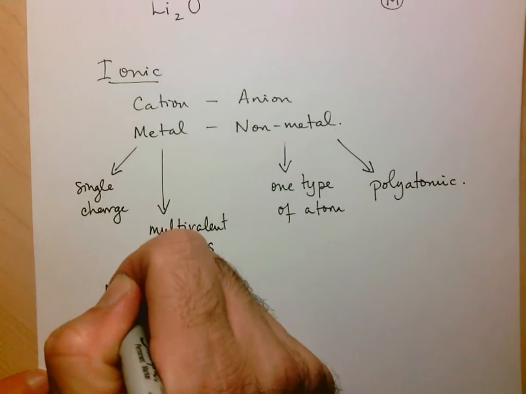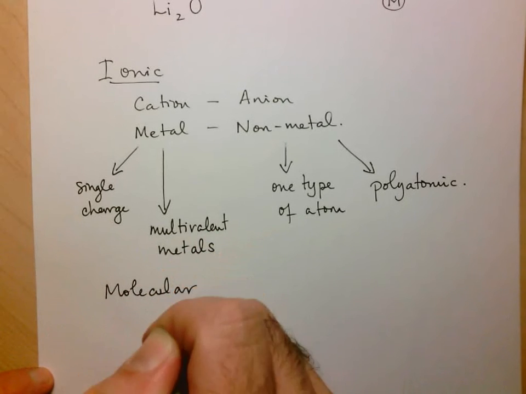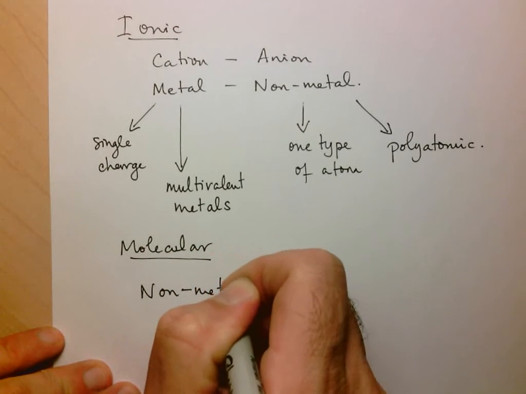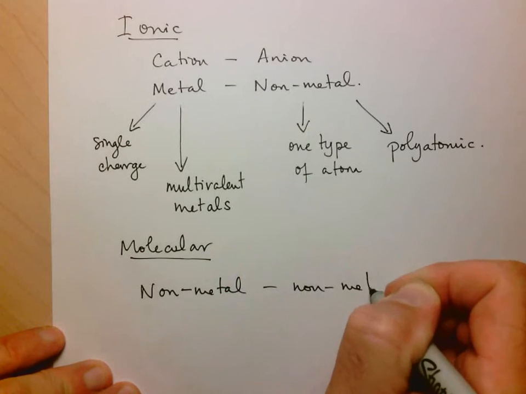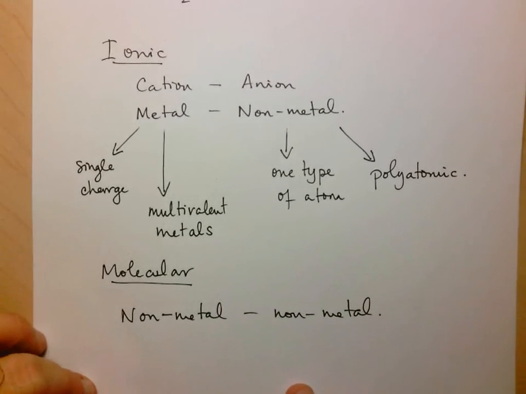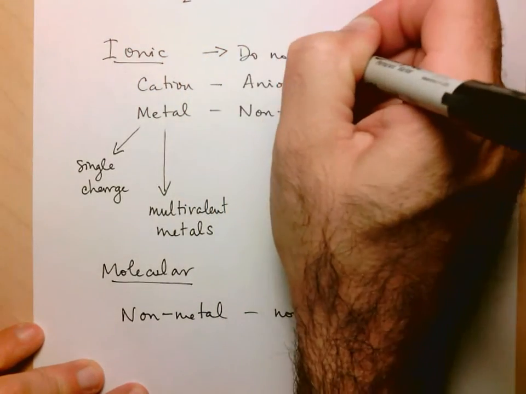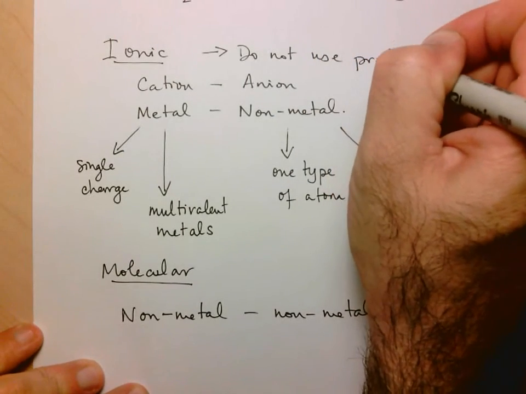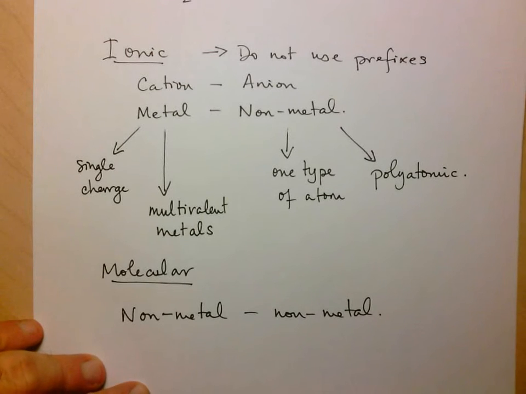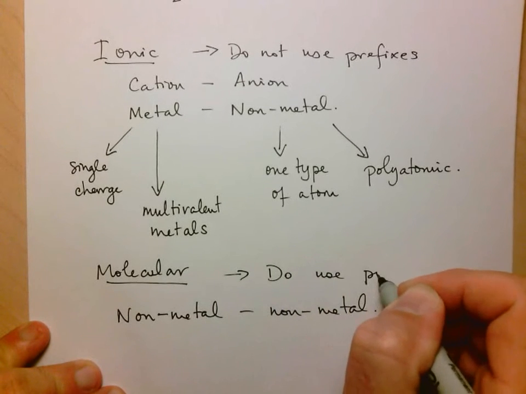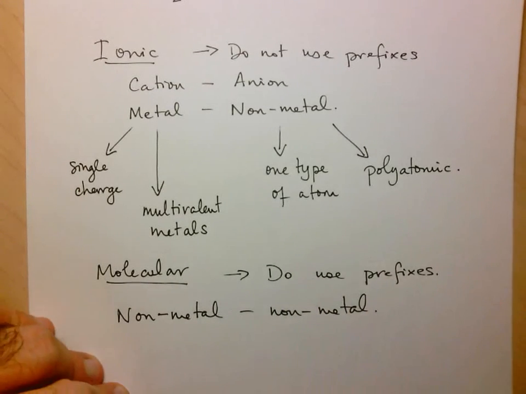Okay, and then of course here we have our molecular compounds. Okay, and here we have a nonmetal with another nonmetal. Okay, another thing to keep in mind is that the ionic compounds do not use prefixes. Okay, the mono, di, tetra, and so on, whereas the molecular ones do use prefixes. Okay, so you'll use these basic ideas to determine whether you're dealing with an ionic compound or molecular.